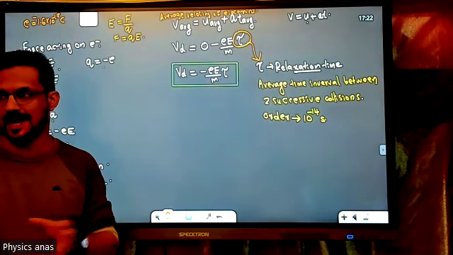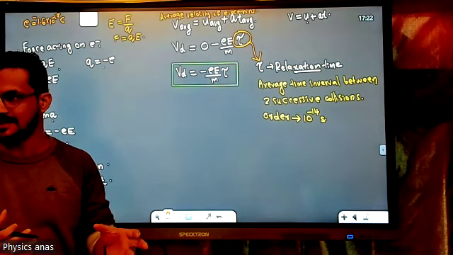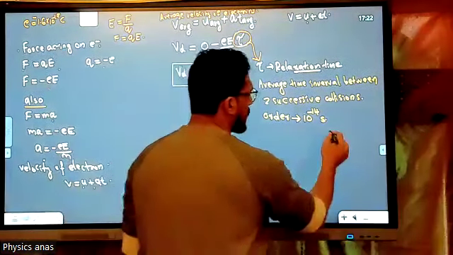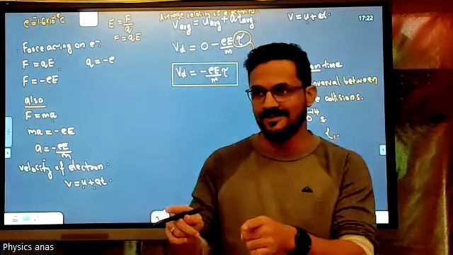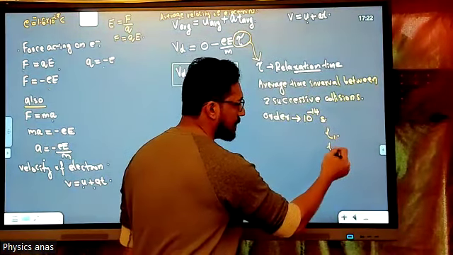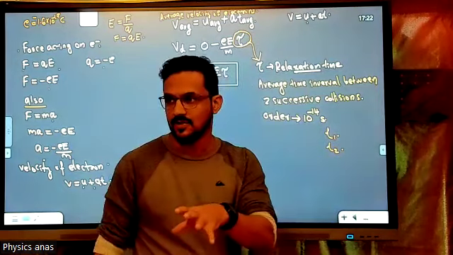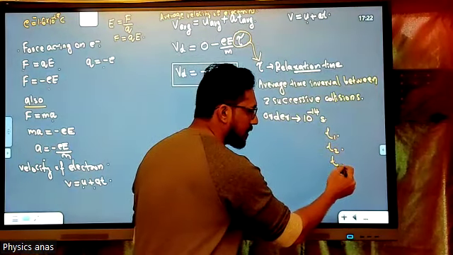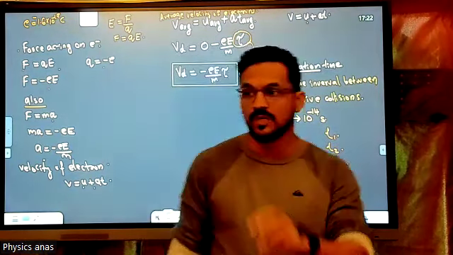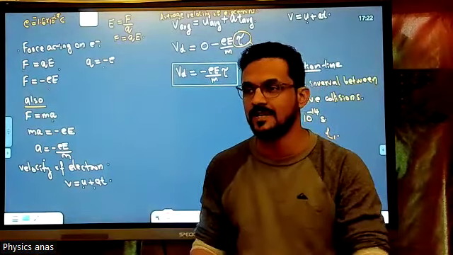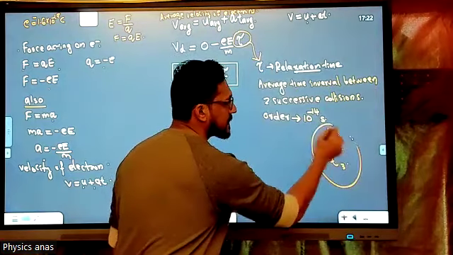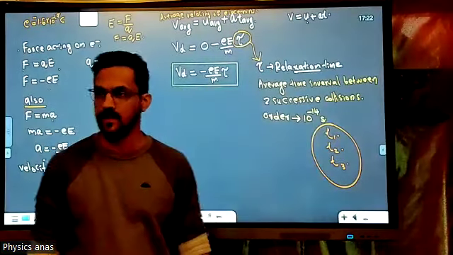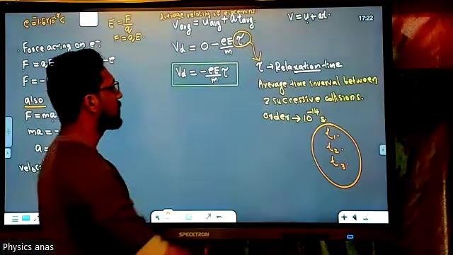This is the collision time between the collisions, right? t1 is the time between collisions of the first electron. t2 is the time between collisions of the second electron. t3 is the time between collisions of the third electron. If you take the average of these times, that is called tau. You got it?